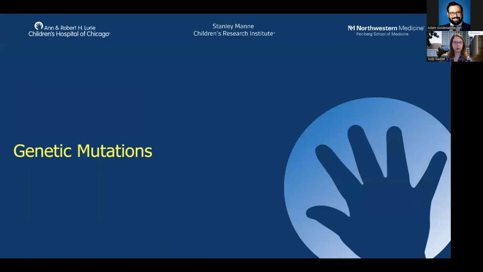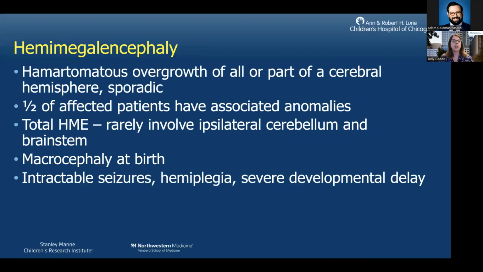So moving on to genetic mutations, wanted to talk about hemimegalencephaly. So this is actually a hamartomatous overgrowth of all or a part of the cerebral hemisphere and tends to be sporadic. Half of these patients have other associated anomalies, so just something to keep in mind. You know, as a radiologist, we don't want to have satisfaction of search, so keep on looking. You can have total hemimegalencephaly, which I don't think I've seen yet in my practice, but this can involve the ipsilateral cerebellum and brainstem, so not just the cerebrum.